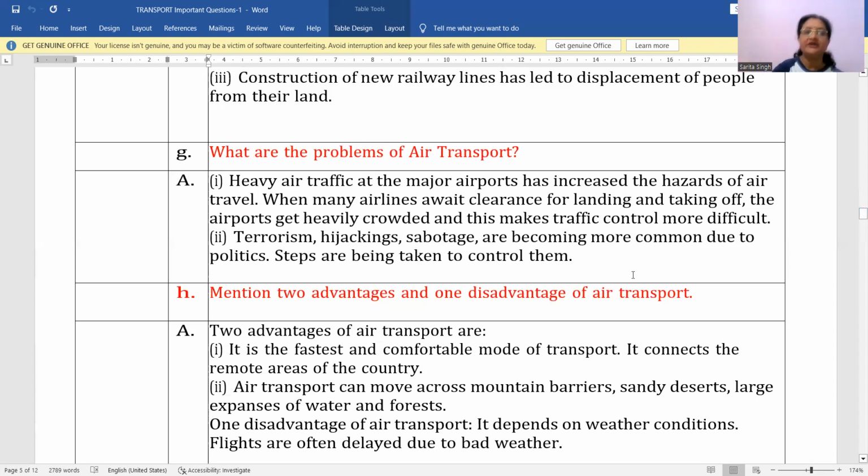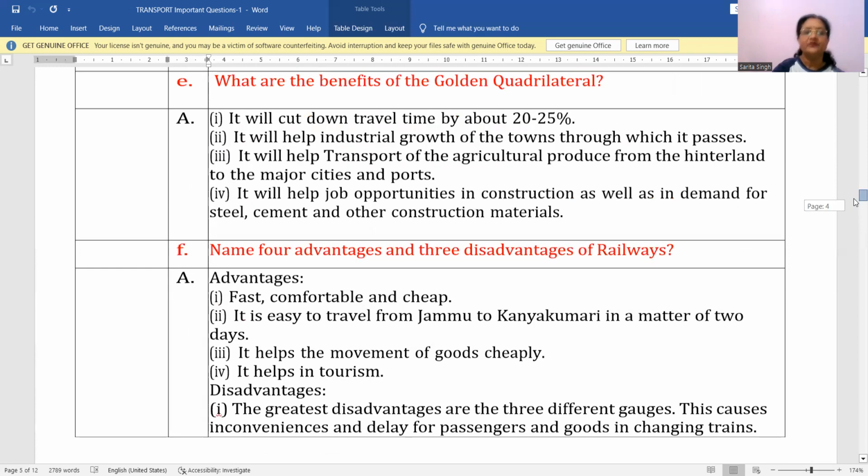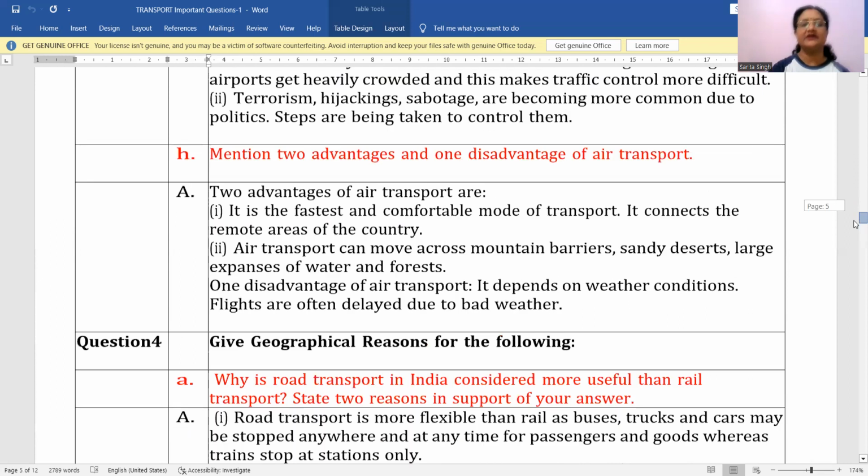Okay, mention two advantages and one disadvantage of air transport. अब इसमें आप क्या लिख सकते हो, अब ये बताओ. Mention two advantages and one disadvantage of air transport. Two advantages kya honge? It is fastest, it is comfortable mode of transport, it connects the remote areas of the country also quite well, right? It provides help especially during the calamities and all, right? So airlift karna hai logon ko, uske liye ye help karta hai.